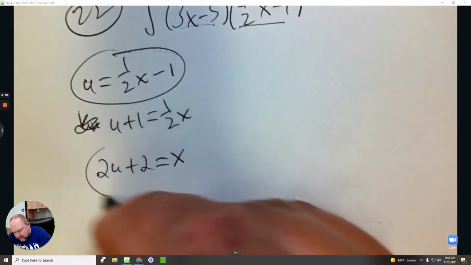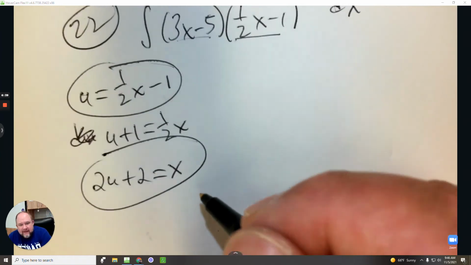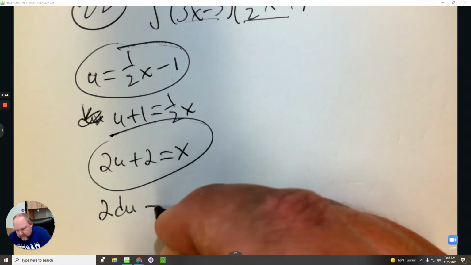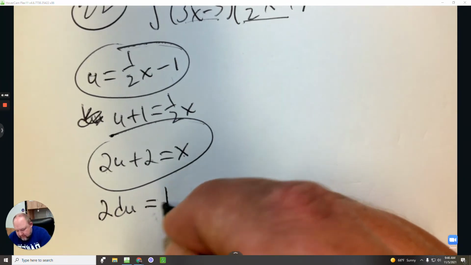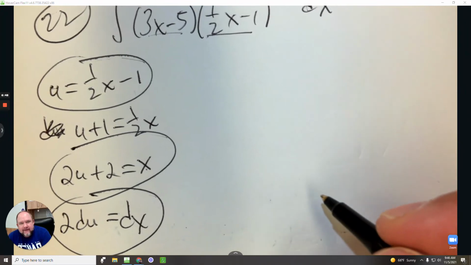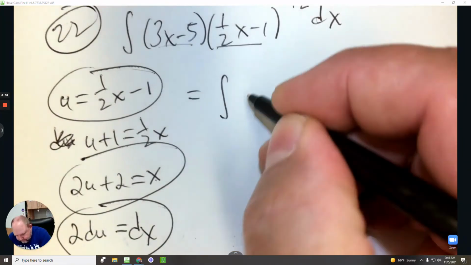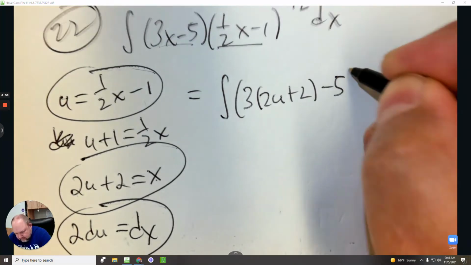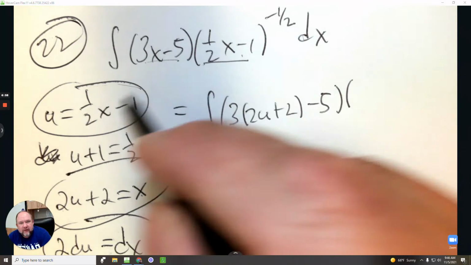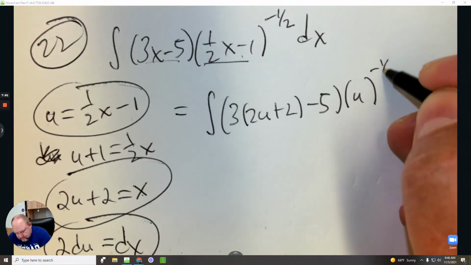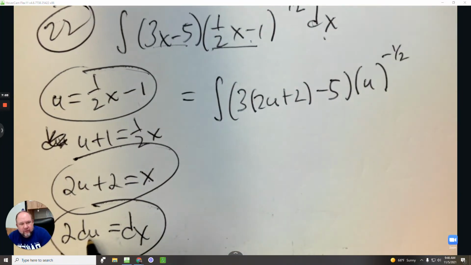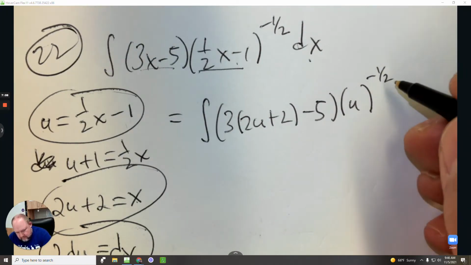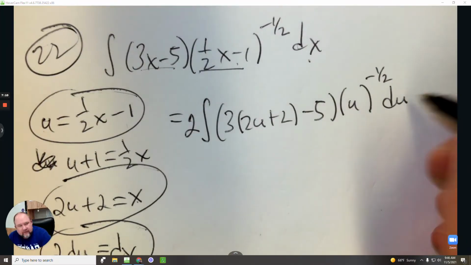So we need this, and then the derivative of 2u is 2 du. The derivative of 2 is 0, and the derivative of x is dx. So this is what I need. Then I come back to the question. So x is 2u plus 2. 1/2 x subtract 1 is just u. And then dx is 2 du. Again, I can put the 2 in front just to get out of the way.